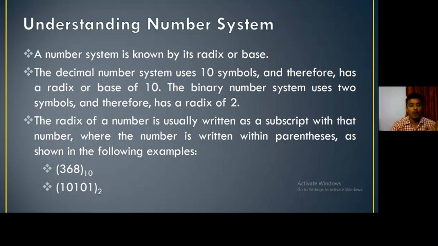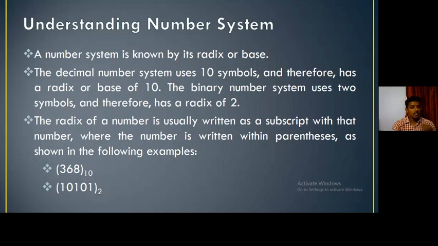Understood? So how will we identify a particular number system? With the help of the concept called base or radix. The radix or base is based on the number of symbols which that particular number system uses. In the case of the decimal number system, the base will be 10 because it contains 10 symbols, that is 0 to 9. In the case of the binary number system, the base will be 2 because it contains only two symbols, that is 0 and 1. In the case of the octal number system, the base is 8 because it contains 8 symbols, that is 0 to 7.